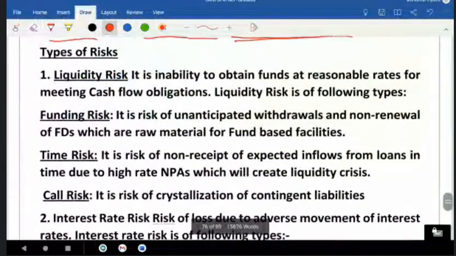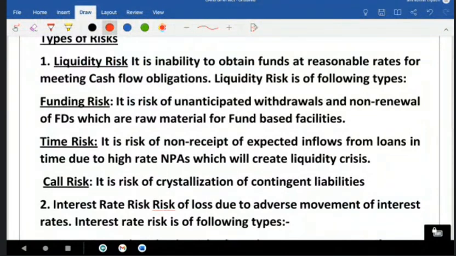So, liquidity risk. It is an inability to obtain funds at a reasonable rate for meeting cash flow obligations. Liquidity risk has the following parts: funding, time, call. Take an example: in your bank, a customer comes for a fixed deposit of 5 lakh rupees, and you have given a loan of 5 lakh rupees for 3 years, but the customer has given the FD only for 1 year. Then after 1 year, what will happen? This liquidity risk will arise. From where will you get the amount to give back to the customer?